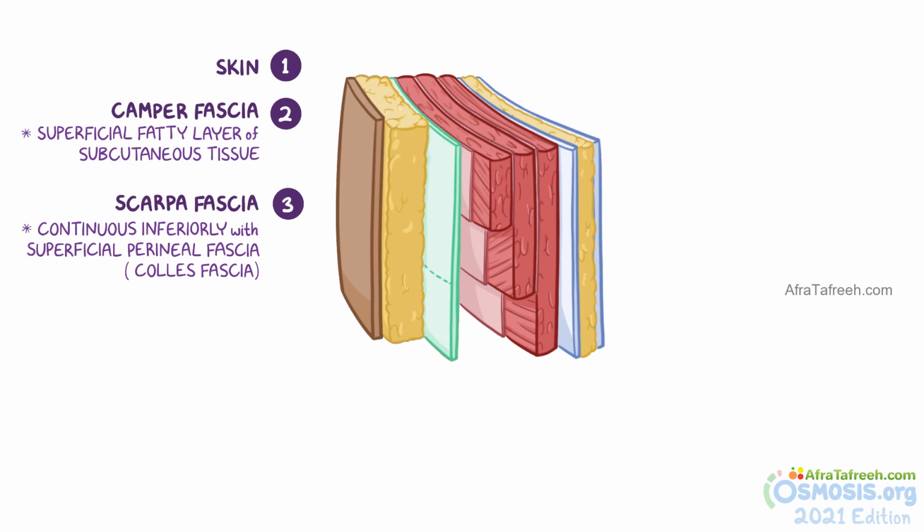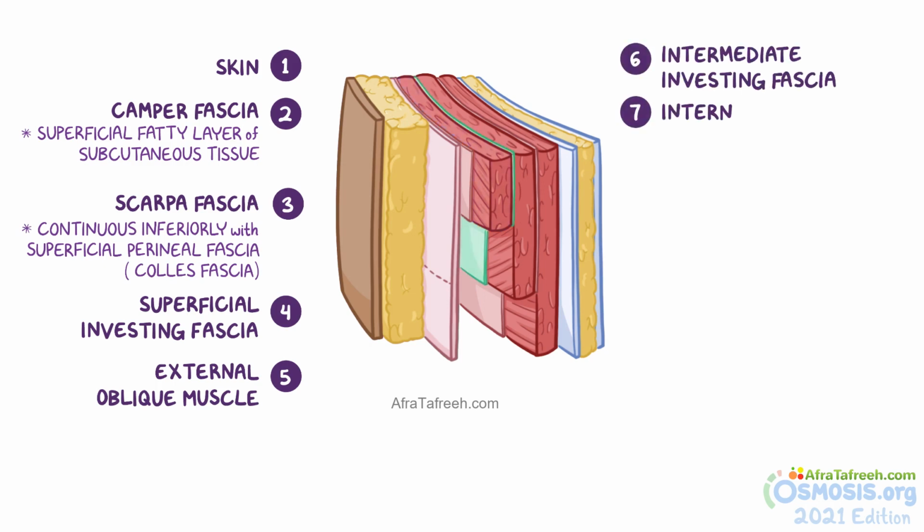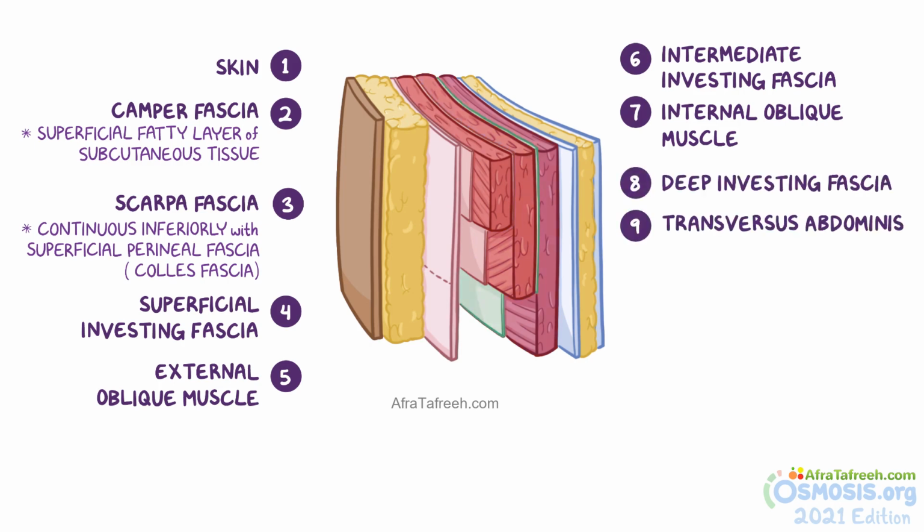And deep to the superficial fascial layers, there are 3 muscle layers, each covered in a layer of deep fascia, so 6 layers in total. Right after Colles fascia, there's the superficial investing fascia, followed by the most superficial muscular layer, the external oblique muscle. Then comes the intermediate investing fascia and the internal oblique muscle. And finally, there are the deep investing fascia and the transversus abdominis muscle.